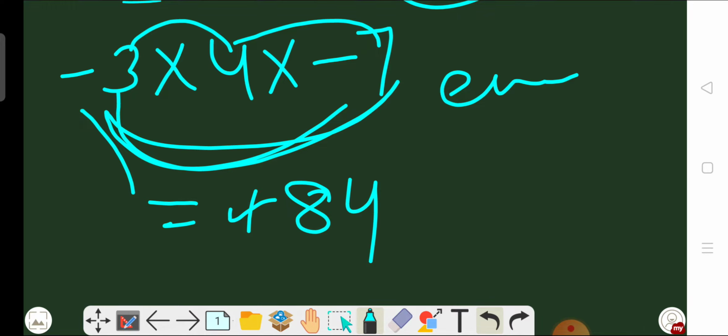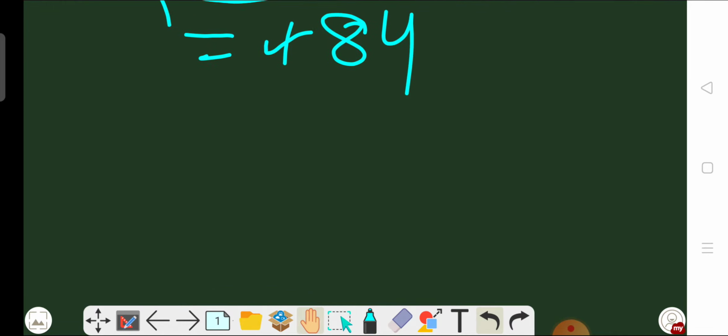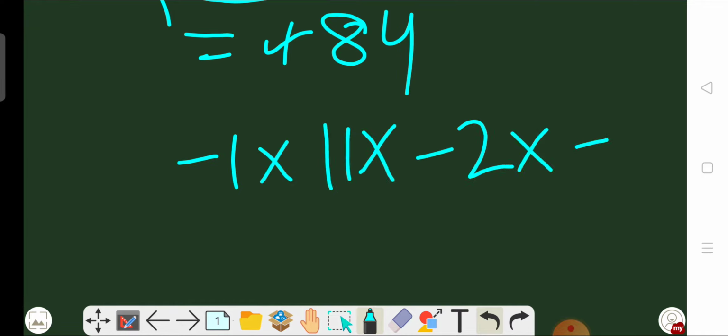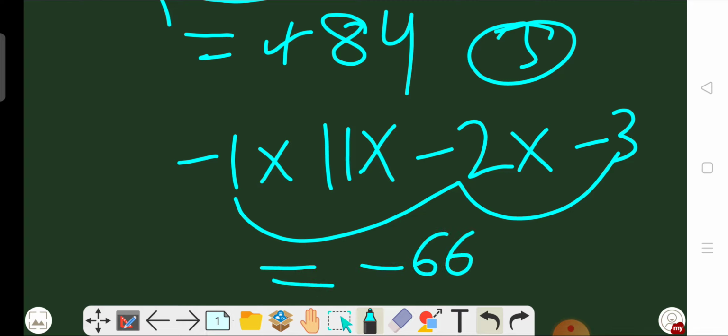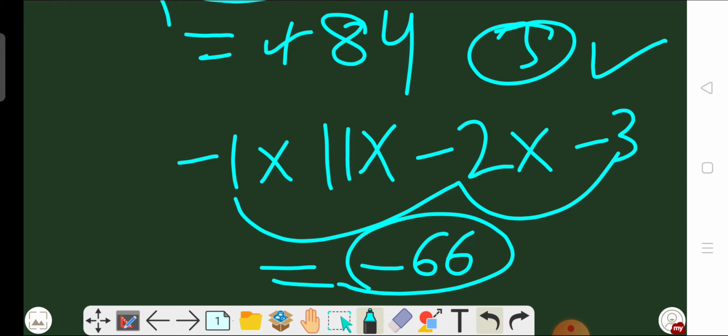In the same case, if we have to multiply minus 1 by 11 by minus 2 by minus 3. Okay, in this case we have 1, 2, 3, it means 3 negative integers, which means an odd number of negative integers. So the resultant is a negative integer, and the multiplication is equal to minus 66, because an odd number of negative integers implies the resultant has a negative sign. Okay, so this is the way by which you have to multiply given integers. Clear?